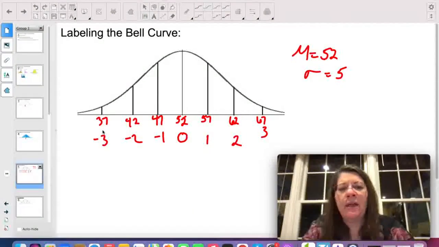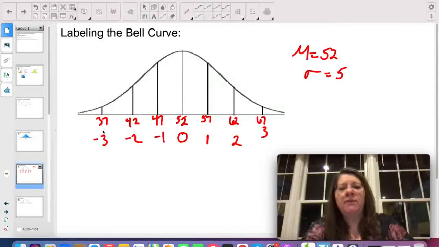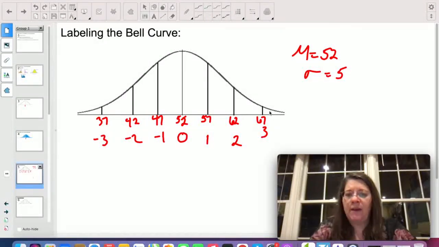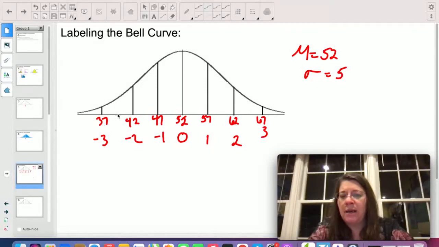So I could say something like this. If you have a dog that weighs 65 pounds, approximately how many standard deviations away from the mean would you expect it to be? Well, 65 pounds is in between 62 and 67. So we would expect it to be between 2 and 3 standard deviations from the mean. How about a dog that weighs 40 pounds? Well, a dog that weighs 40 pounds would be in here, so we would expect it to be 2 to 3 standard deviations below the mean.